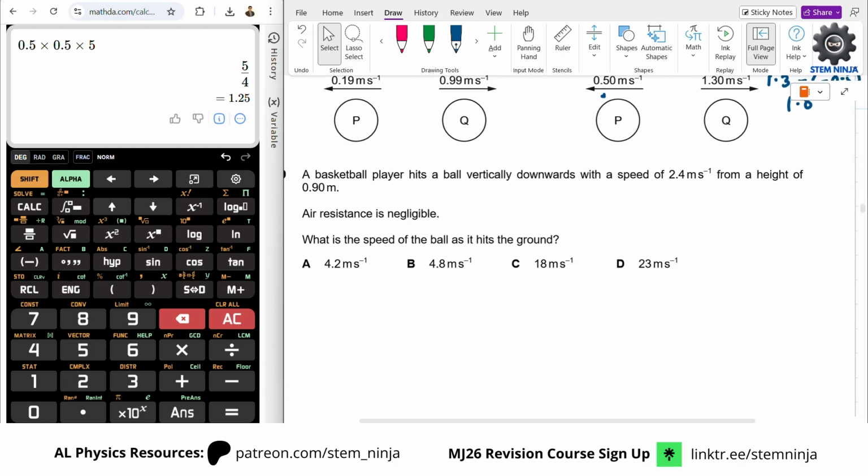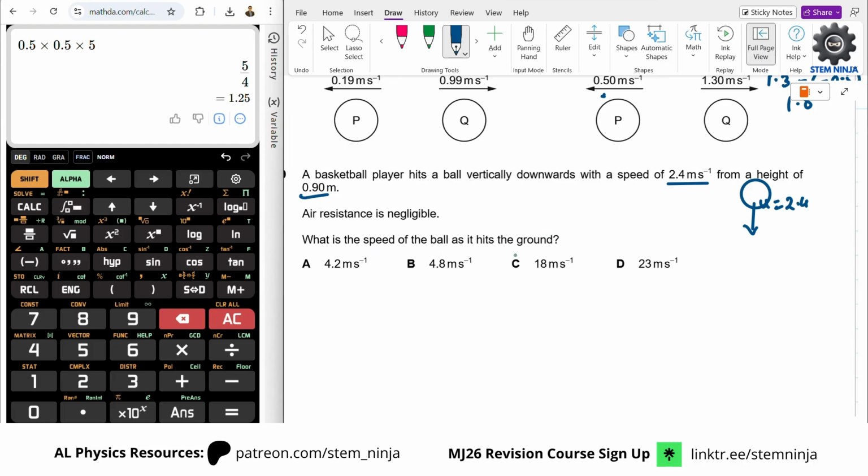A basketball player hits a ball vertically downwards with a speed of 2.4 meters per second from a height of 0.9 meters. So basically he hits the ball vertically downwards with a speed of 2.4 meters per second. So this is the ball. Air resistance is negligible.